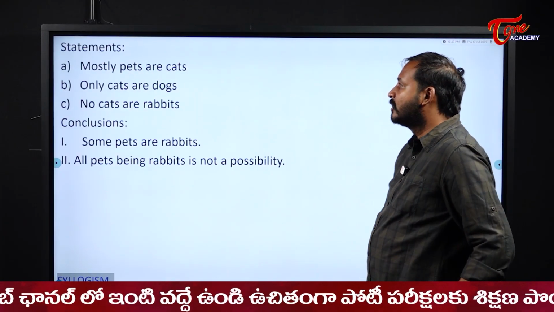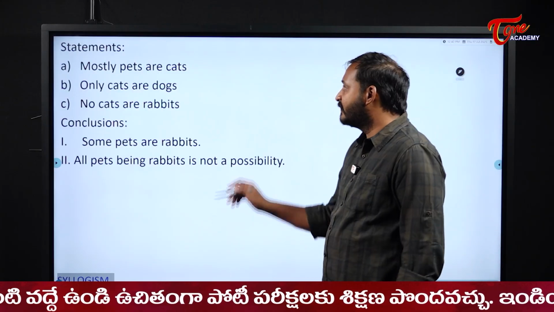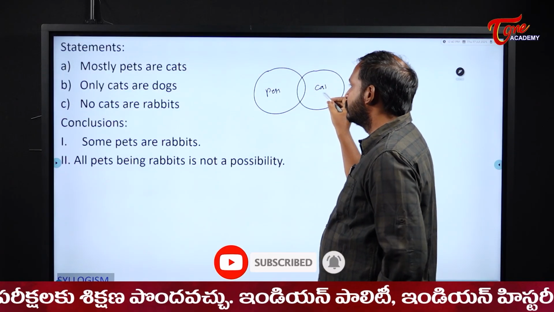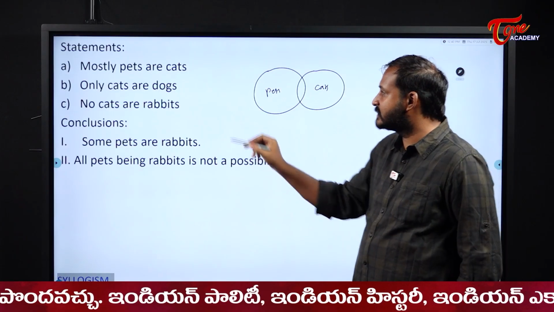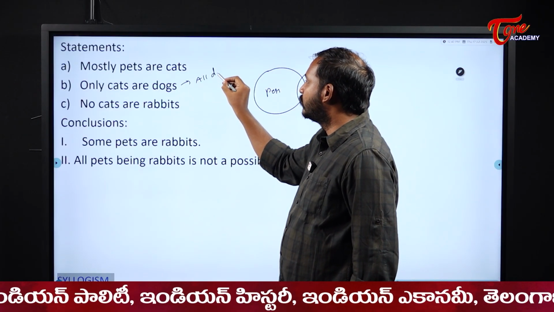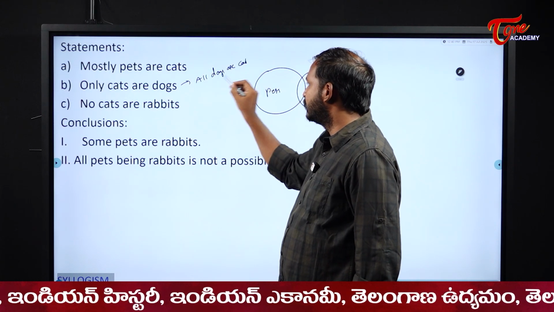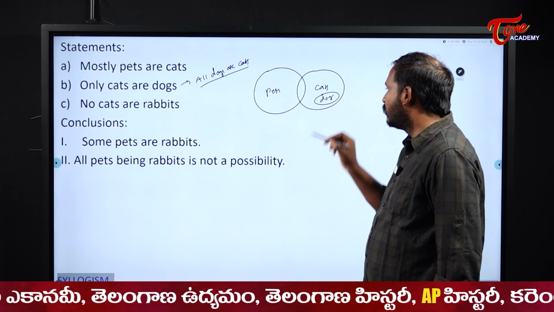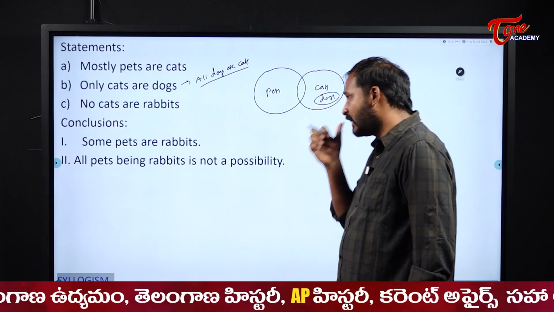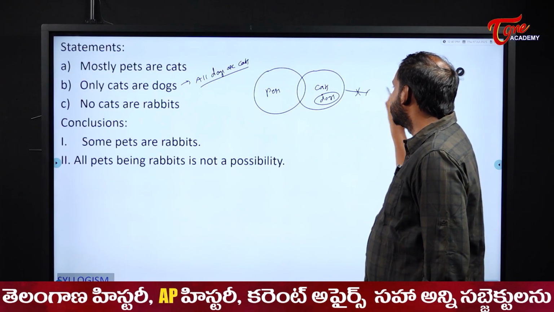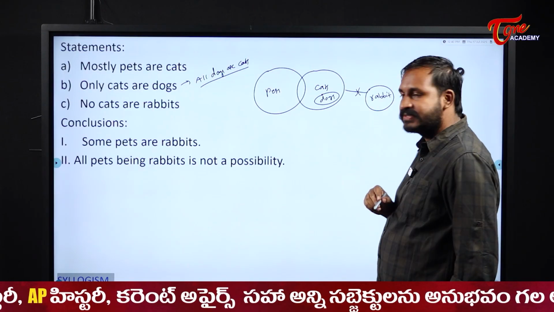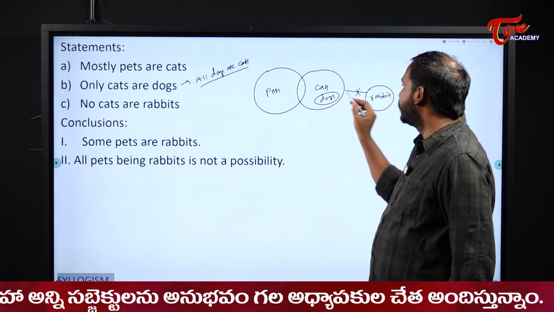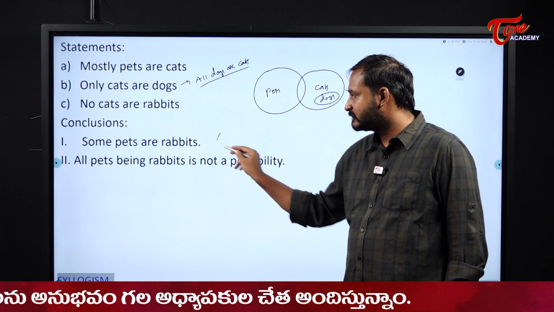Now see the next one. Solve this one, students. Mostly pets are cats. That means some pets are cats. Only cats are dogs. What does it tell us? All dogs are cats. So I will draw the dogs inside cats. Next, no cat is a rabbit. That means there should be no relation between cat and rabbit. This is my basic diagram. Now, some pets are rabbits. That is false.